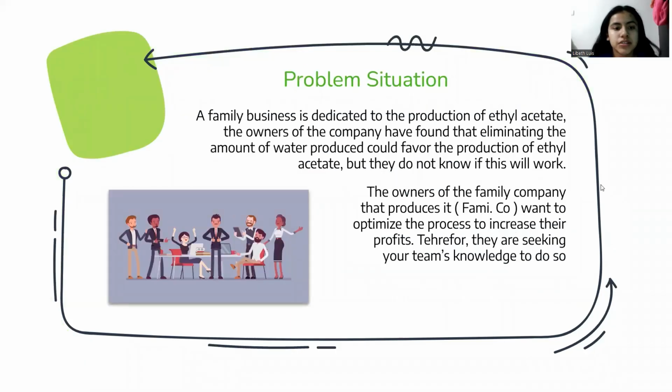The problem situation is that a family business is dedicated to the production of ethyl acetate, and the owners of the company have found that eliminating the amount of water produced could favor the production of ethyl acetate, but they do not know if this will work. The owners of the family company that produces it want to optimize the process to increase their profits. Therefore, they are seeking our team's knowledge to do so.